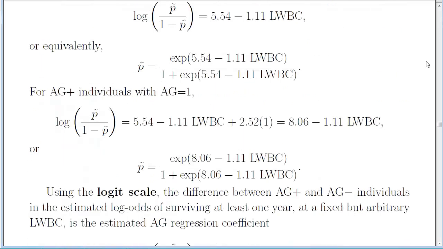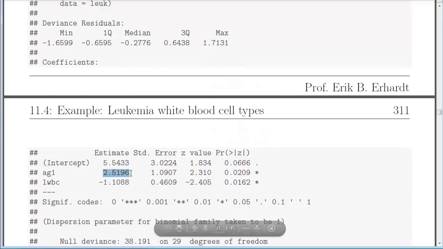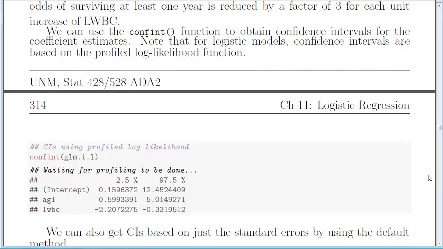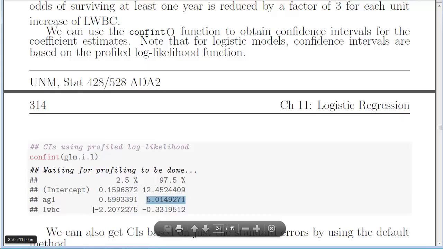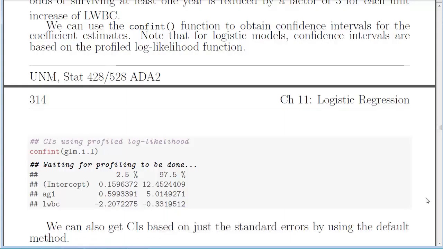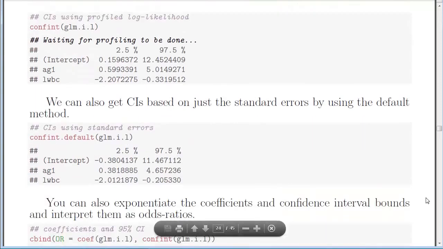We have 2.52 for the AG and negative 1.1 for log of the white blood cell count. We also have the intercept, which often won't be very interesting. So those estimates actually fall right between these two numbers. So the AG status goes from basically 0.6 up to 5, and the log white blood cell count confidence interval goes from negative 2.2 up to negative 0.3. So we can get confidence intervals for those regression coefficients.